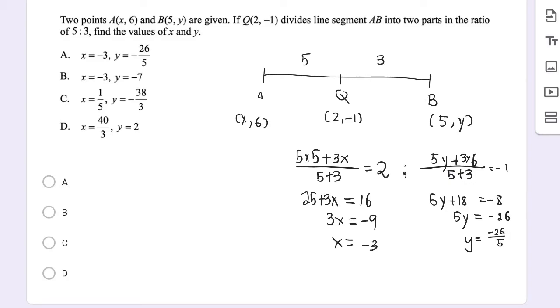For this problem, you just use the section formula accordingly. If you draw the diagram here, then you can just do the checking like this, and then you can set up the equation, and you can solve for the values of x and y.